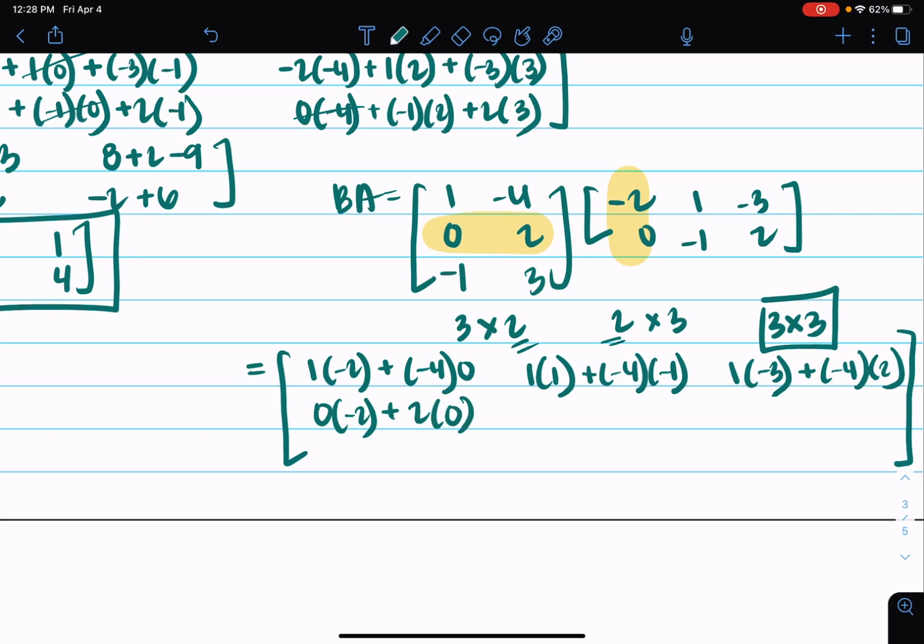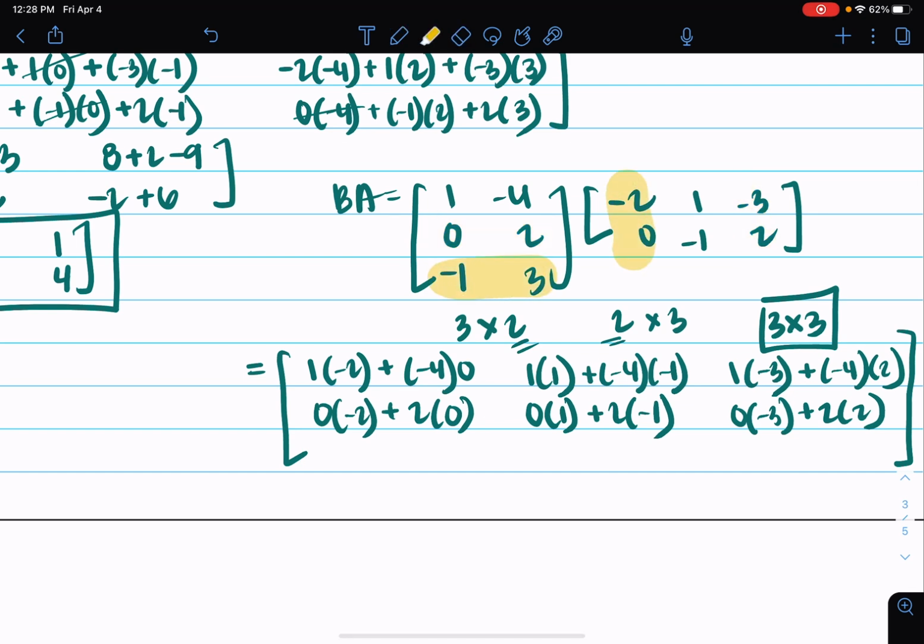That's the easy one. Second row, second column. First numbers, 0 times 1. Second numbers, 2 times negative 1. Okay, second row, third column. First number is 0, negative 3. Second number is 2, 2. Okay.